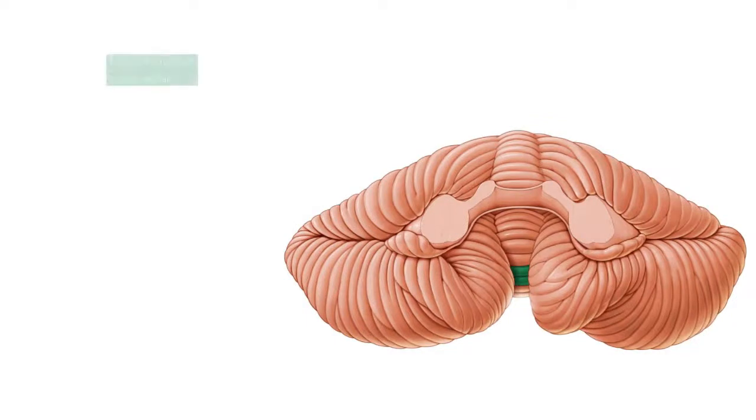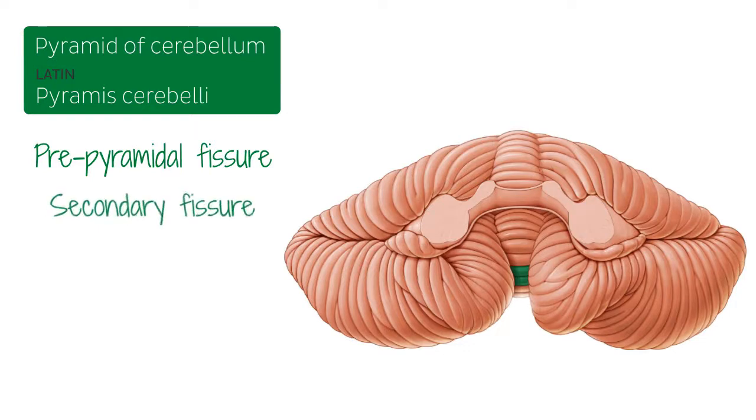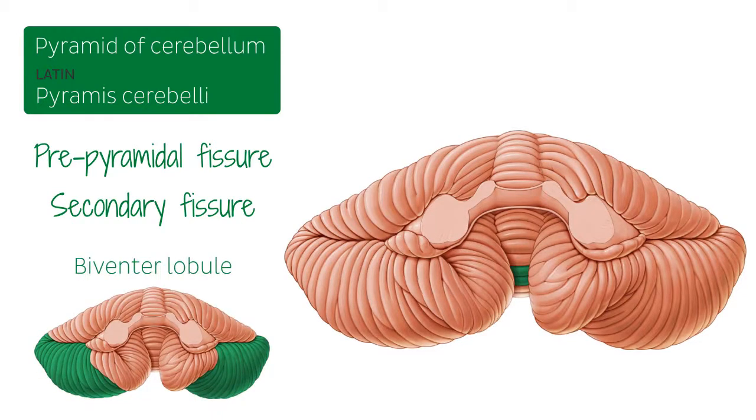Next, we're going to see this structure highlighted, which is known as the pyramid of the cerebellum. The pyramid is the seventh lobule of the vermis on the superior-inferior axis. It is separated from the tuber and the uvula by the prepyramidal fissure and the secondary fissure, respectively. Now, this lobule is related with the biventral lobule of the cerebellar hemispheres, which you see here highlighted in green.